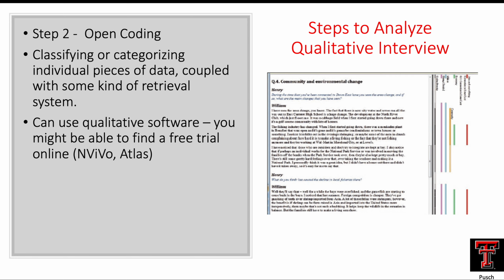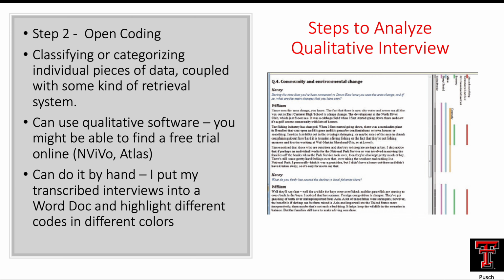I just use different colors. Either you could print things out and use different color highlighters to code things, or you can do it on Word and just use a different color highlighted text. That's what I do. It's easy. So again, you're just going to code for different themes that you're finding in your data.